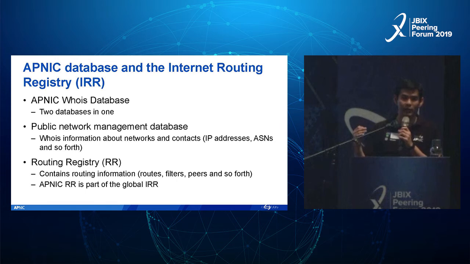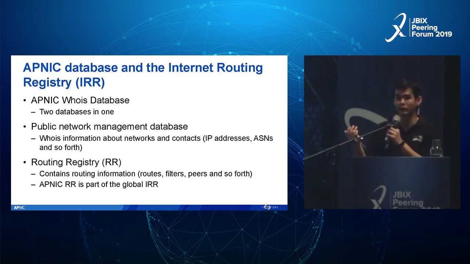So the APNIC WHOIS database has 2 functions over here. One is to act as a public network management database, where it records the WHOIS information about your IP address. So it records your organization details, who is the custodian, and it records the contact details such as the role object in the WHOIS database. And the second function is we also act as a routing registry.